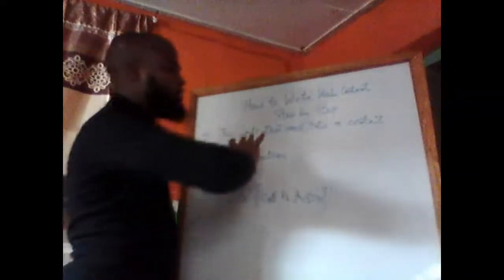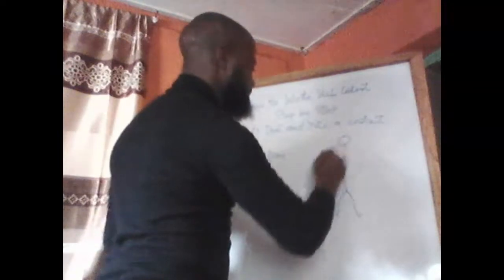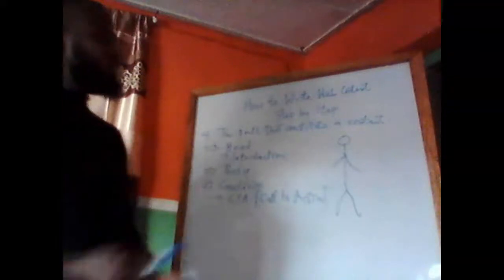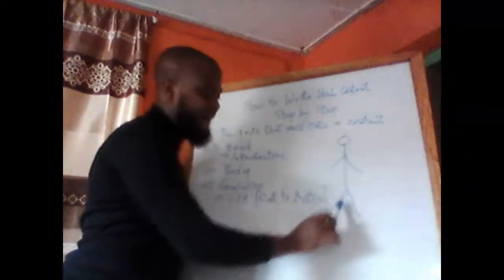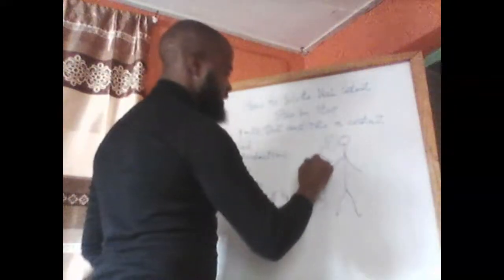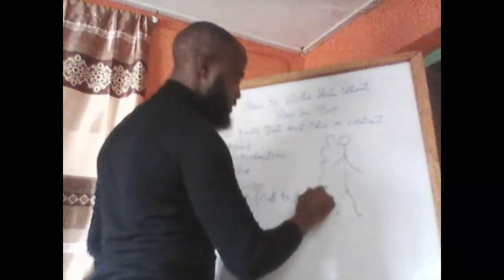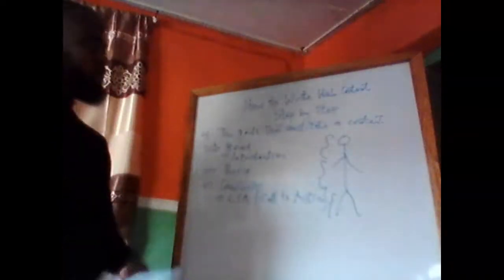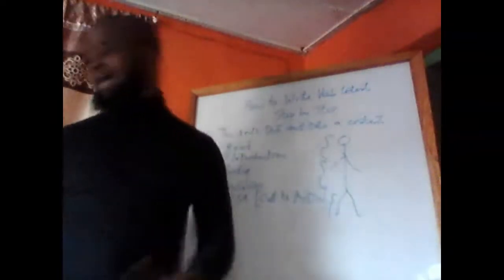All right. So like I said, the parts that constitute content are like a human body. Can you see this? The parts that constitute the content are like a human body. This is the head. Okay? This is the body. Alright? And this is the conclusion, which is the end. So the head, which is the introduction, contains the headline.